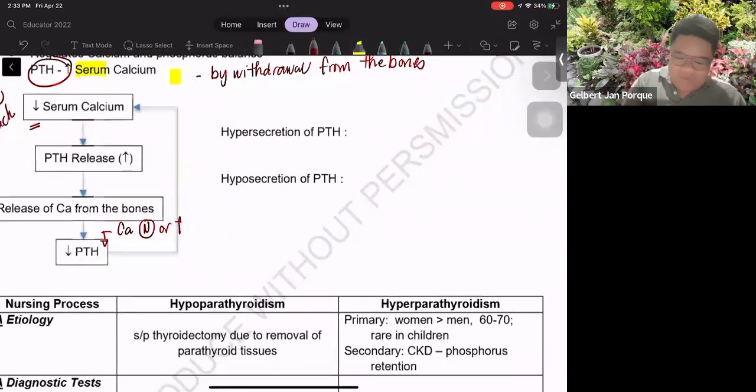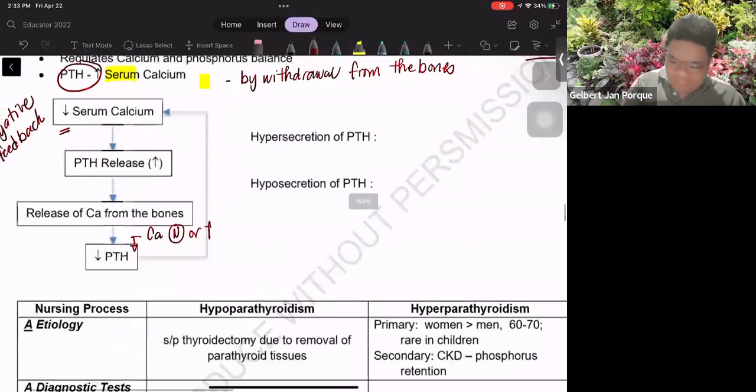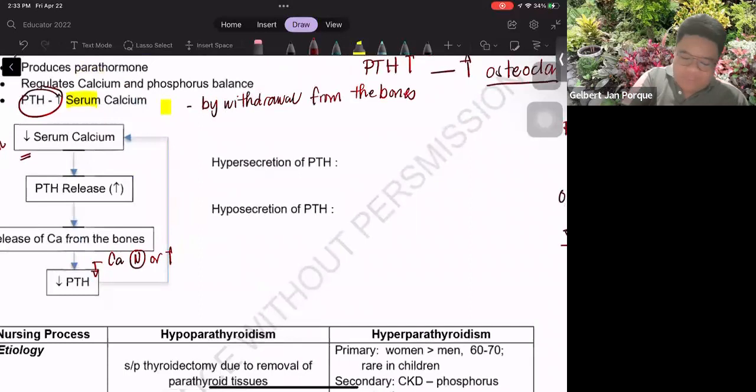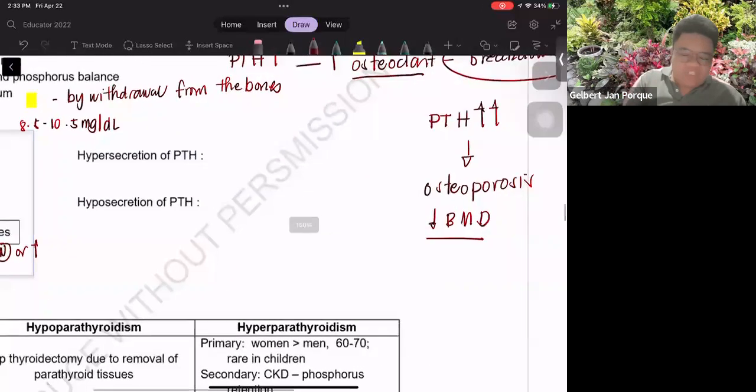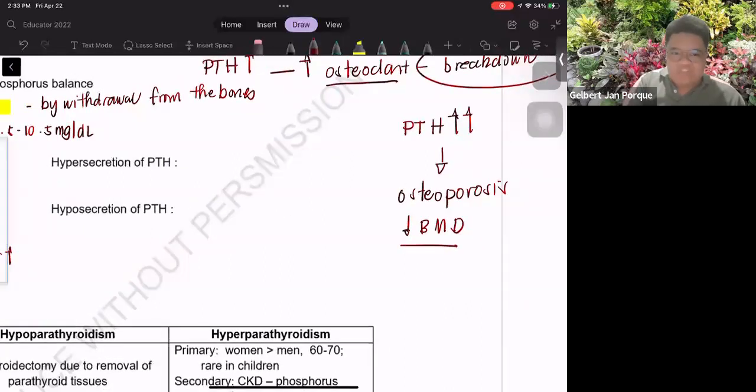Okay, class, oftentimes we're playing at 8.5 to 10.5. The unit for that is milligram per dL. Don't worry, class, in the board examinations, it will not be 8.4 or 8.35; usually it's very low or very high. Okay? Now, let's talk about hypersecretion of PTH.